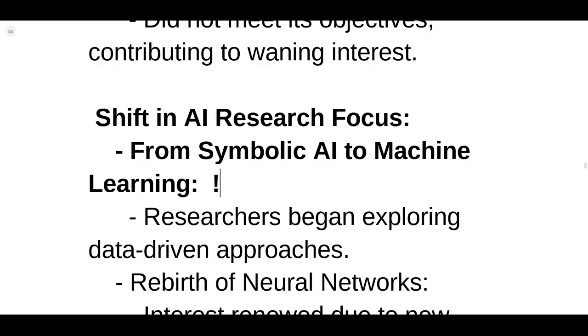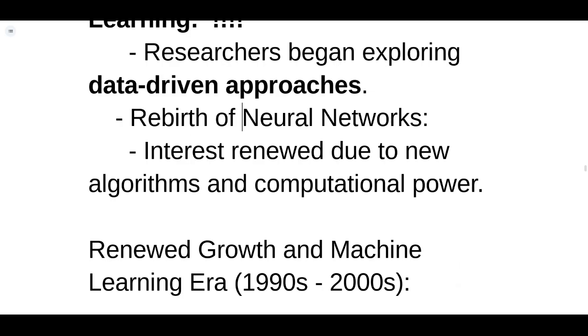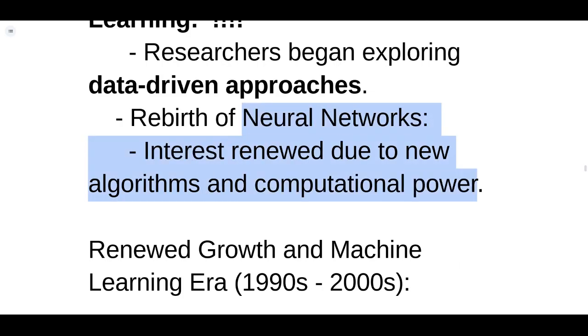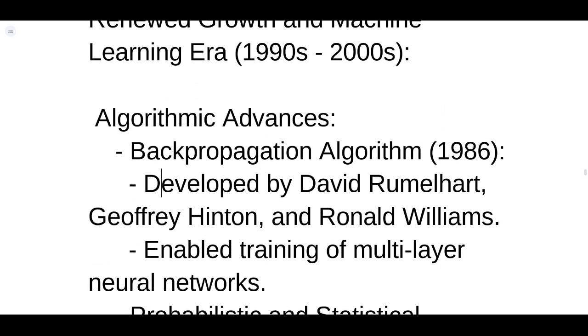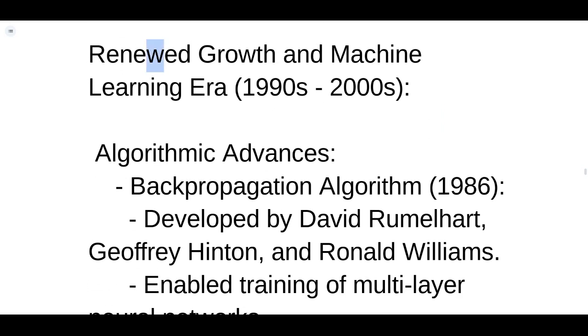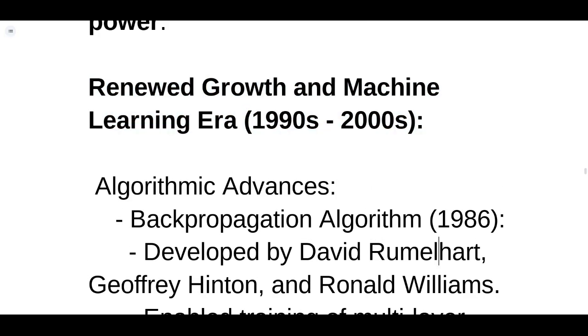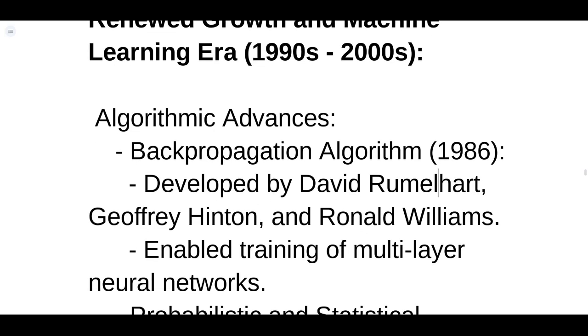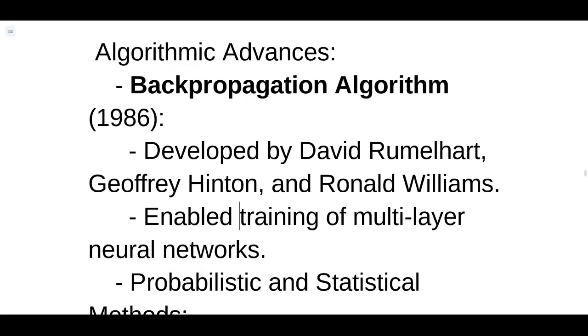Researchers began, this is important, exploring data driven approaches. Rebirth of neural networks: interest renewed due to algorithms and computational power. Renewed growth and machine learning era, 1990s to 2000. Algorithmic advances: the backpropagation algorithm, 1986, for training of multi-layer neural networks.